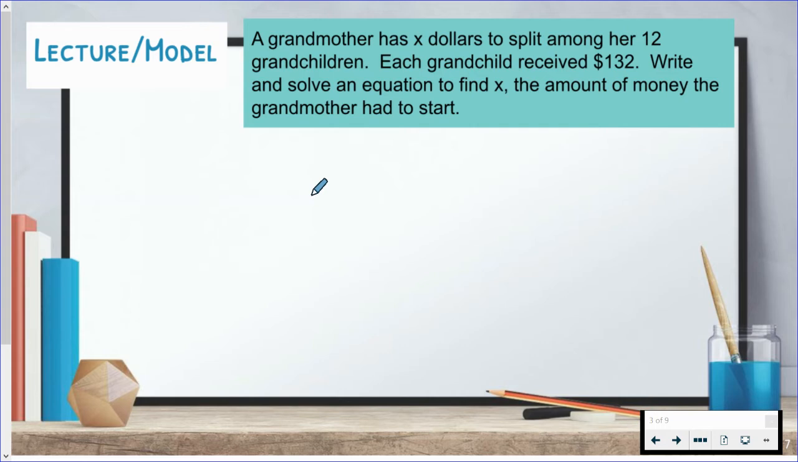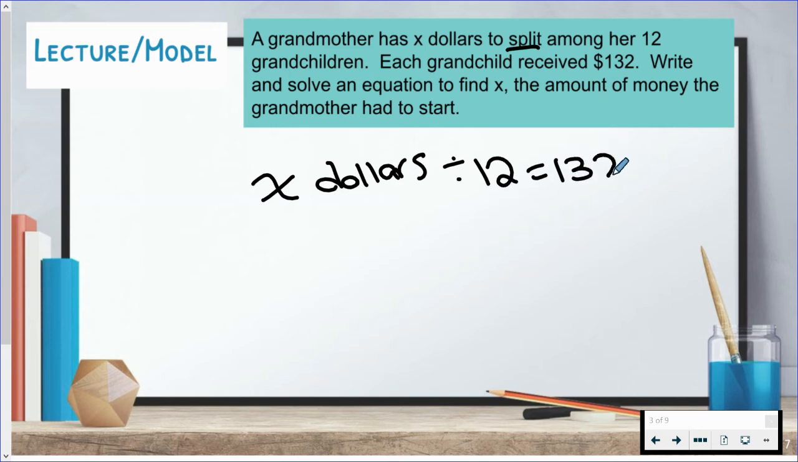A grandmother has X dollars to split, that's an important word, among her 12 grandchildren. Each grandchild received $132. Write and solve an equation to find X, the amount of money the grandmother had to start. So we know that she has X dollars, and she's dividing it among her 12 grandkids, and then that's going to result in each kid getting $132. So this is going to be X divided by 12 equals 132. She has X money, she's dividing it among 12, and then each of them gets $132.